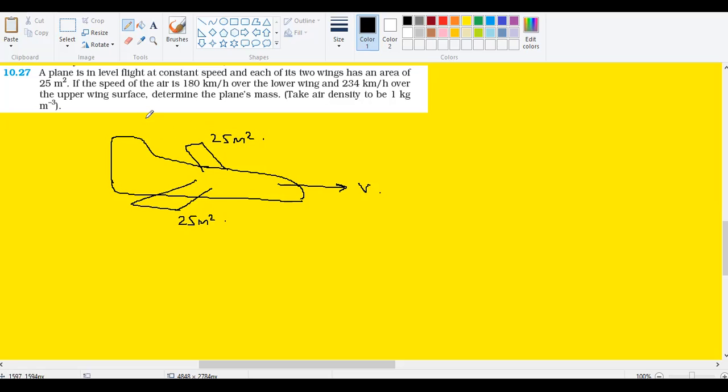Remember, they said level flight. What do you mean by level flight? You know that the plane has a weight. You know that the plane is giving some kind of a lift force, F lift. So if it is in level flight, what do you mean by that? This and this are equal. Right? So if I zoom into these wings, lift and mg are equal.